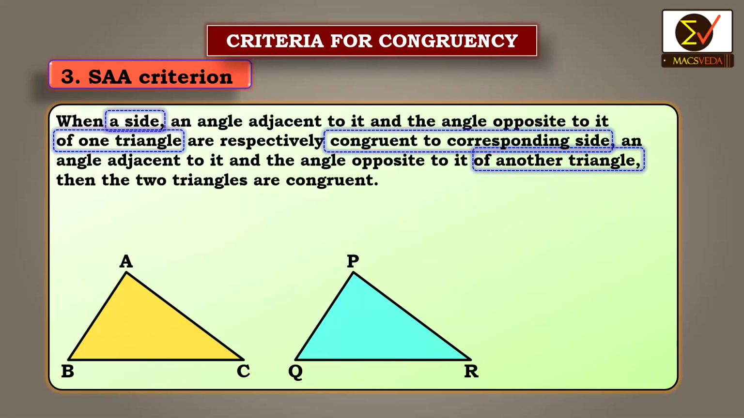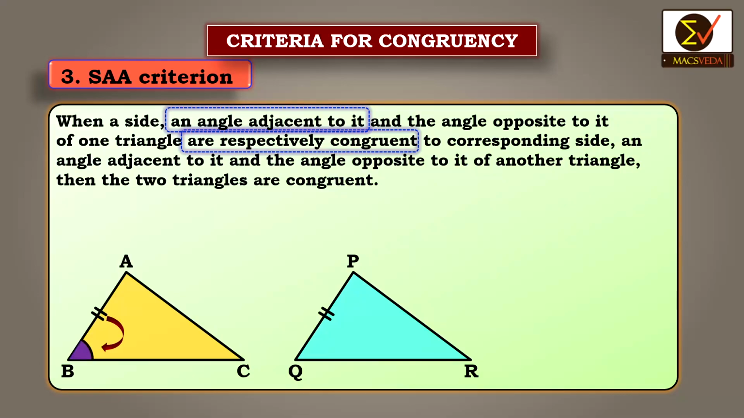A side of one triangle congruent to corresponding side of other triangle. Let us say AB is congruent to PQ, that is AB equal to PQ. An angle adjacent to it. So what is the angle adjacent to it? It may be angle B or angle A. So let us take angle B here.